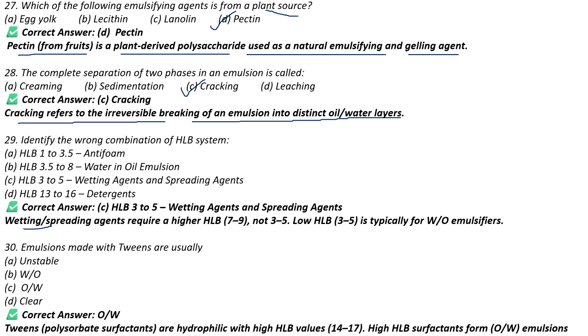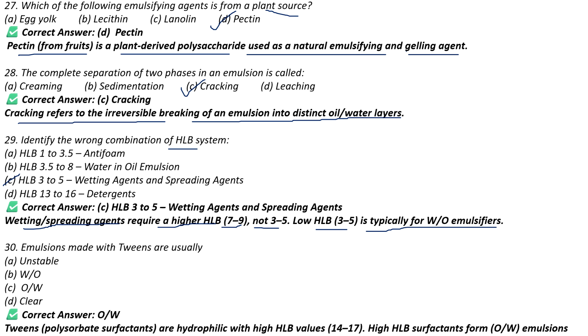So wetting agents and spreading agents require a higher HLB value, that is around 7 to 9, not 3 to 5 as mentioned in option C, while a low HLB value, that is around 3 to 5, is typically for water in oil emulsifiers. So we can say option C, that says HLB value 3 to 5 belongs to the category of wetting agents and spreading agents, is considered to be the wrong combination of the HLB system.